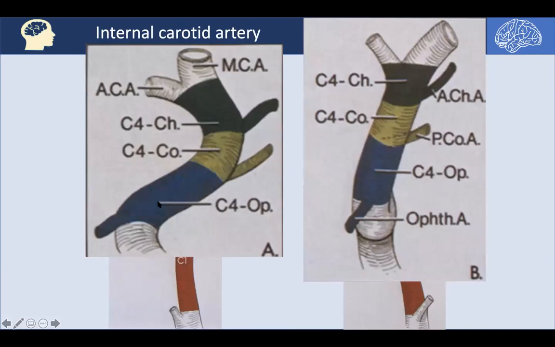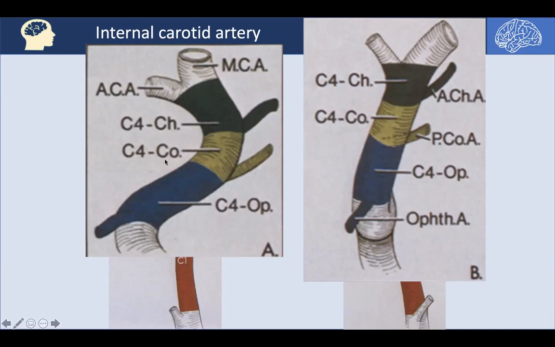The ophthalmic segment, which gives off the ophthalmic artery as it goes underneath the optic nerve to go through the optic canal, here in the blue. It has a very short intracranial course, so it cannot be visualized.